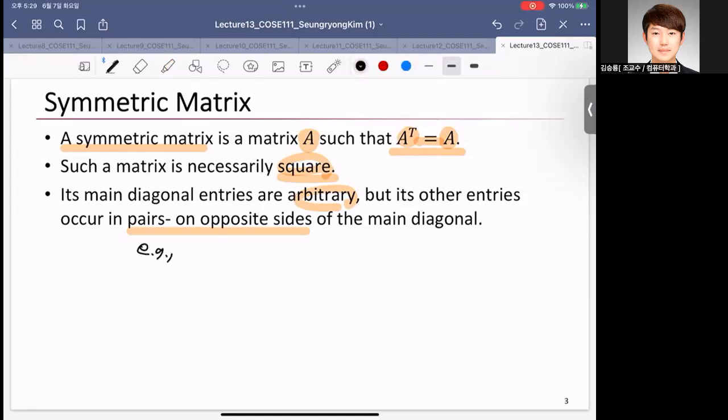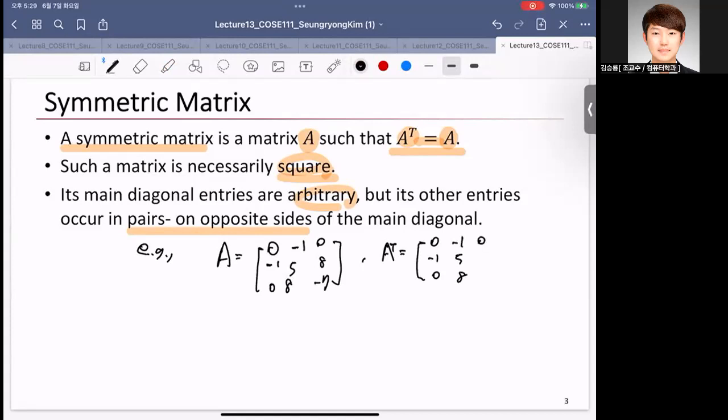let's say our matrix A has 0, 5, 7 on the main diagonal, but the off-diagonal terms should be symmetric across the main diagonal. For example, -1, 0, 8. Then this one should also be -1, 0, 8. In this case, A transpose is going to be 0, -1, 0, -1, 5, 8, 0, 8, 7. Right? So this is a symmetric matrix.